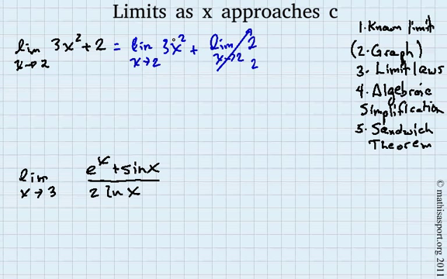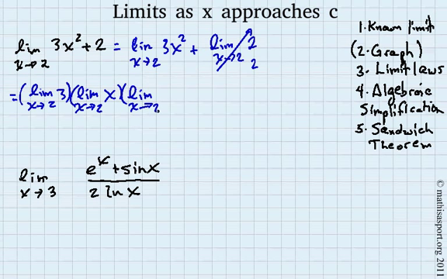Here, what can I now use? I'll use the product limit law. In fact, I'll use it twice. So this is the limit as x approaches 2 of the 3 function times the limit as x approaches 2 of the x function times the limit as x approaches 2 again of the x function plus 2. These are each known limits. This is 3. This is 2. This is 2. 3 times 2 is 6 times 2 is 12 plus 2 is 14. Pretty straightforward way to break it down.